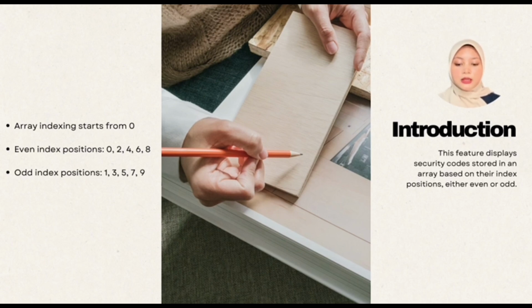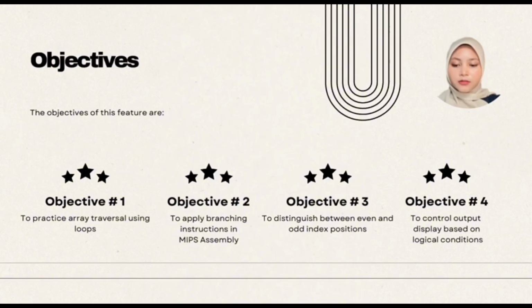In MIPS, array indexing starts from 0, therefore even index positions are 0, 2, 4, 6, and 8, while odd index positions are 1, 3, 5, 7, and 9. The objectives of this feature are to practice array traversal using loops, to apply branching instructions in MIPS assembly, to distinguish between even and odd index positions, and to control output display based on logical conditions. This feature focuses on understanding how data is processed at the hardware and instruction level, which is a core concept in computer organization and architecture.